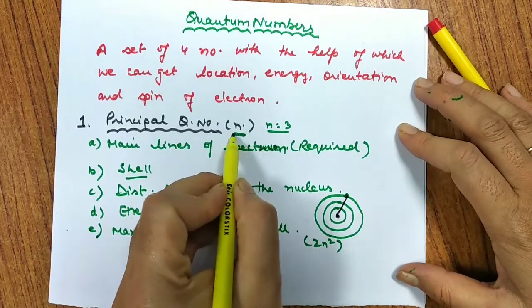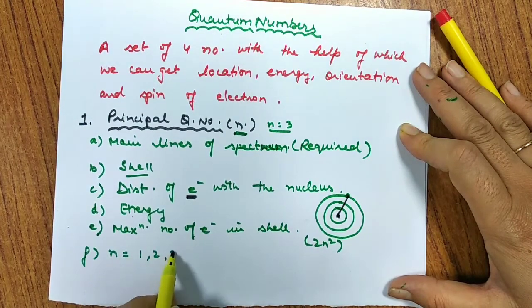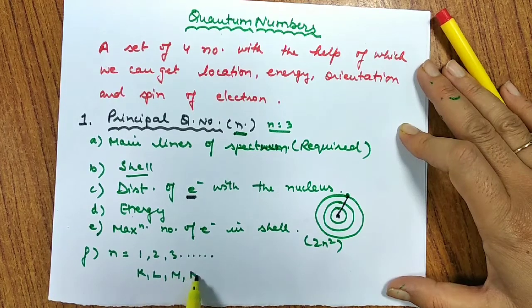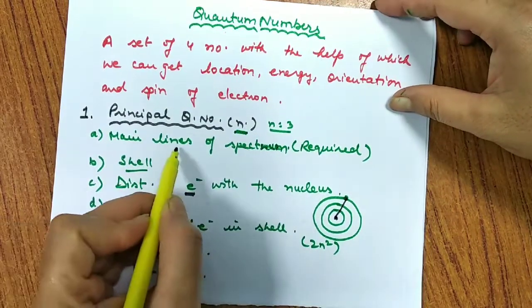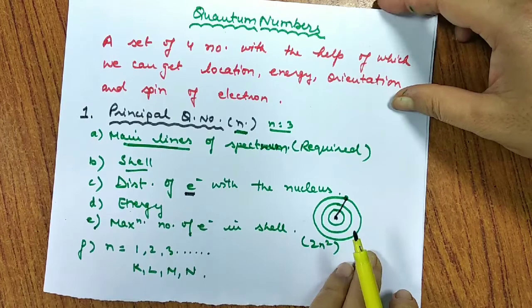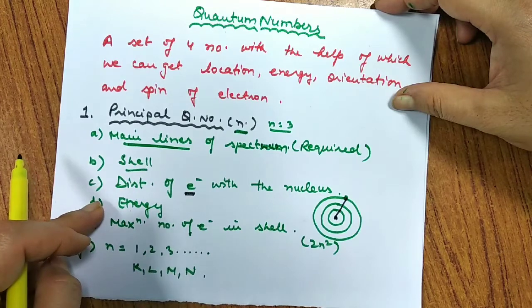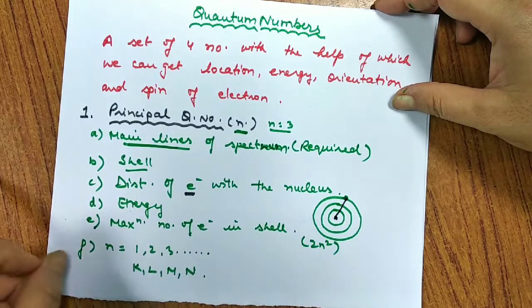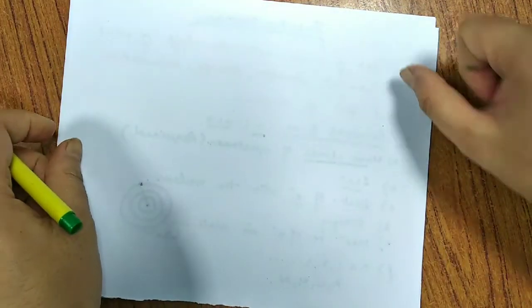Now it is represented by n, and its value always ranges from n equals 1, 2, 3, 4. That means n can be any integer. It can also be represented by K, L, M, N shells. So this is about the principal quantum number. It is required to explain the main lines of a spectrum, and it tells us about the shell, the distance of the shell from the nucleus, the energy of the electron related to that shell, and the maximum number of electrons in that shell. It is represented by either 1, 2, 3 or any integer, or by K, L, M, N shells.